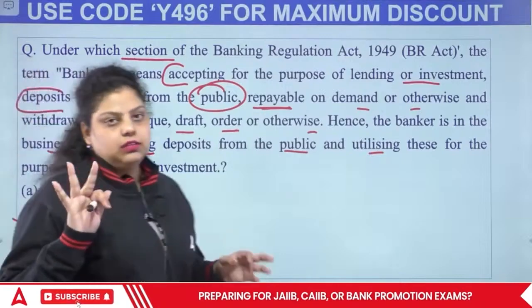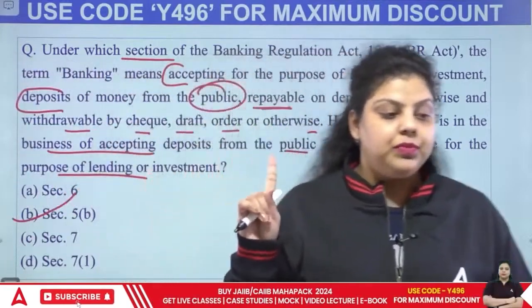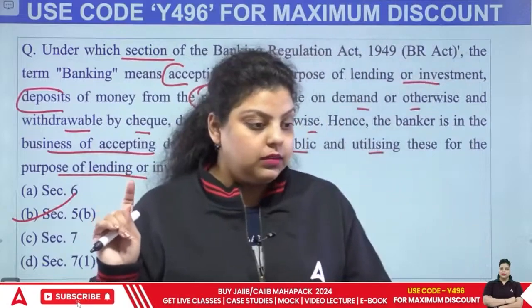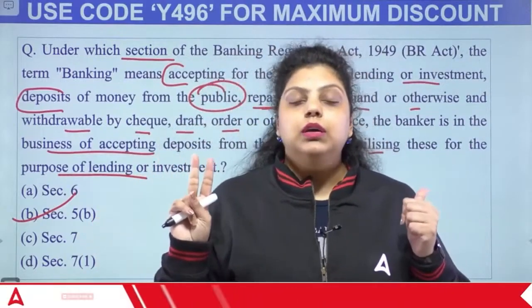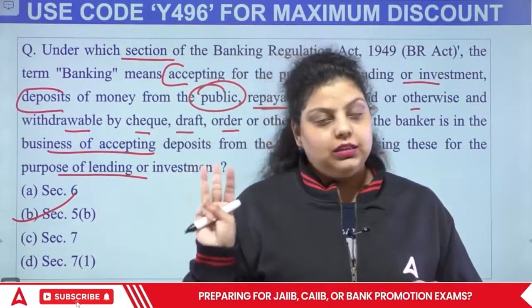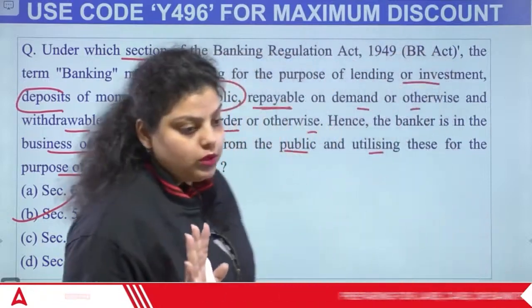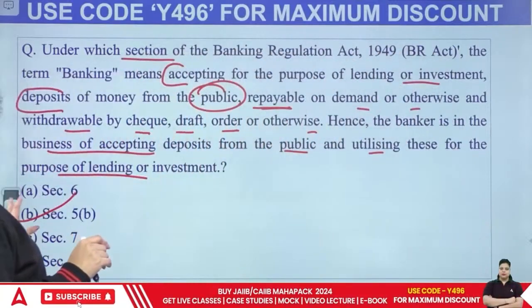So there are three things in the definition of banking. First, accepting deposits from the public. Second, for the purpose of lending or investment. And third, it should be withdrawable whenever the customer wants to, on demand. So the right answer will be B.